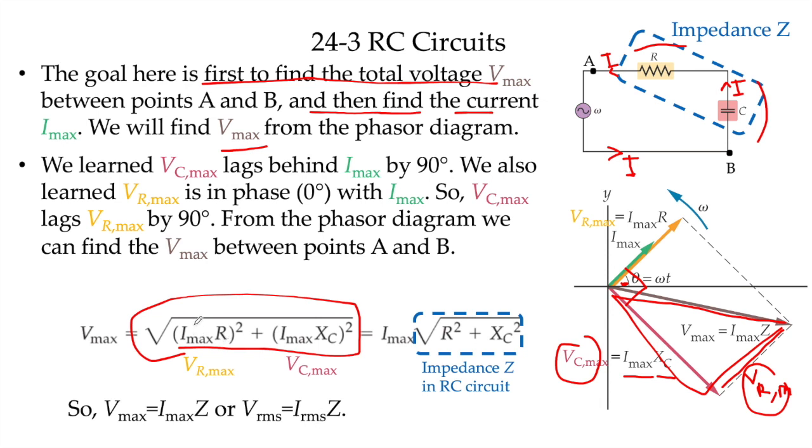Okay, so I have I max squared here, also I max squared here. I can use a common parenthesis, so I can take I max squared outside the square root, so it's going to come out as I max here. So what's left inside the square root is basically R squared coming from this term, and XC squared here. Now we're going to have another term here. This whole thing is called impedance.